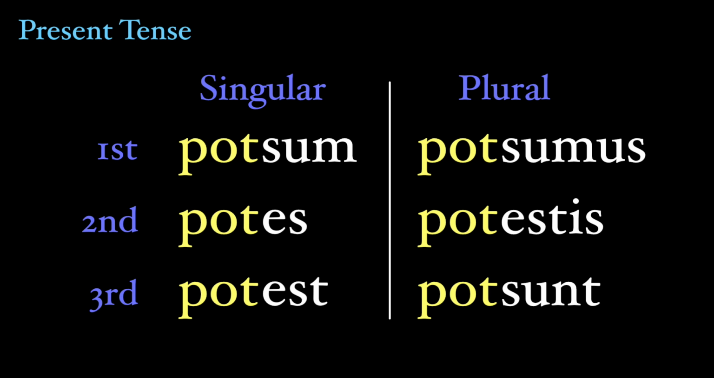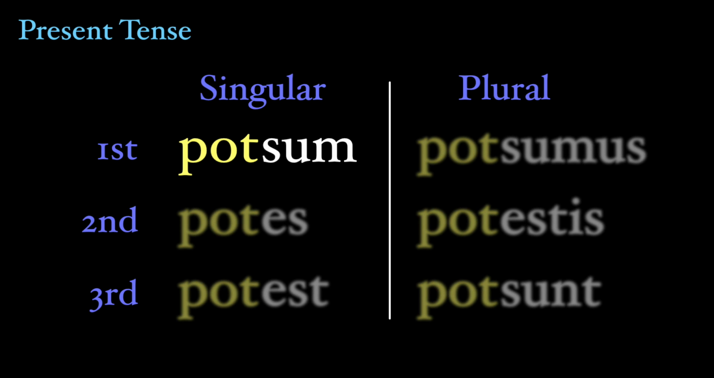Now this is great, but we're not done yet. So look at that first form here, potsum. No, don't look at it. Listen to it. Potsum, potsum. In Latin, the T becomes very faint in front of the S, and in fact it almost gets absorbed by the strong S sound. And since Latin was a spoken language before it was a written one, your average Latin speaker actually pronounced this verb without the T at all. And that's why we spell this with two S's, possum. The same goes for the other times where the pot comes before an S. Potsumus becomes possumus, and potsunt becomes possunt.